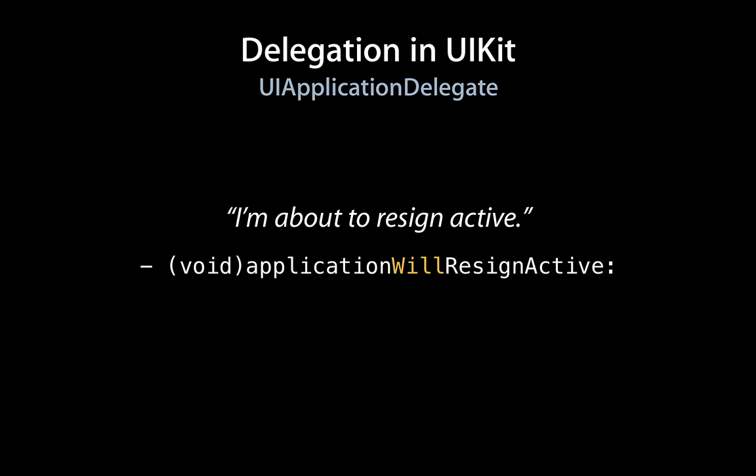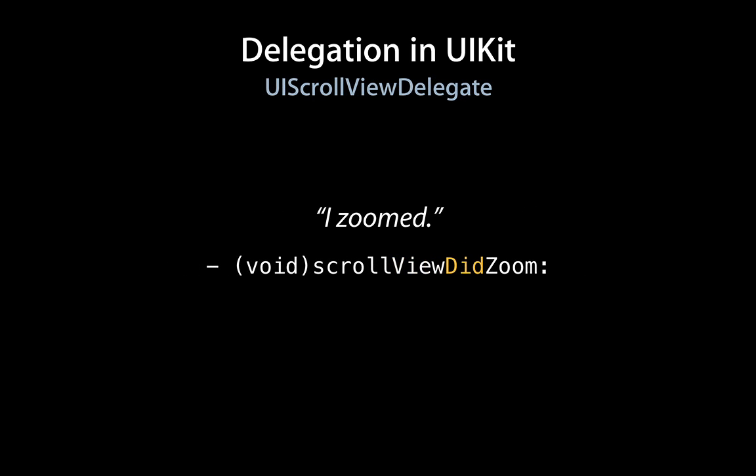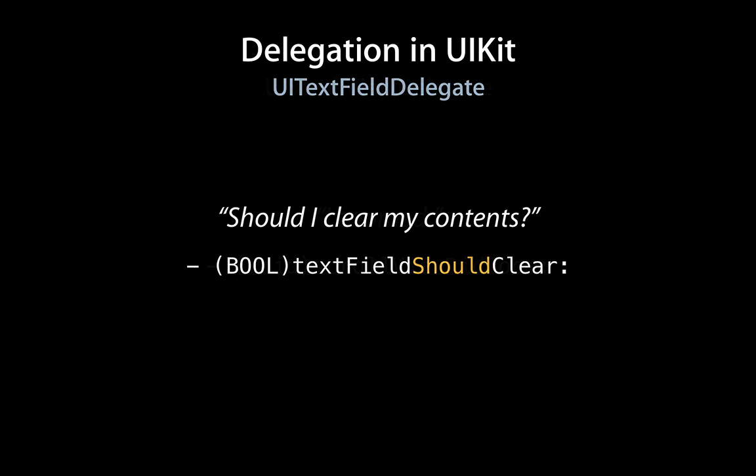So an example, in the UIApplicationDelegate, the application says, well, I'm about to resign. And it will call out to some of your custom code, if you implement it, applicationWillResignActive. The next one is a scroll view when it zooms. When you pinch on a scroll view to zoom, you'll get a callback on your code if you wish, if you implement this method, scrollViewDidZoom. And another example, you click on a clear button in a text field, you'll get a call out to determine whether or not the text field should actually clear its content.